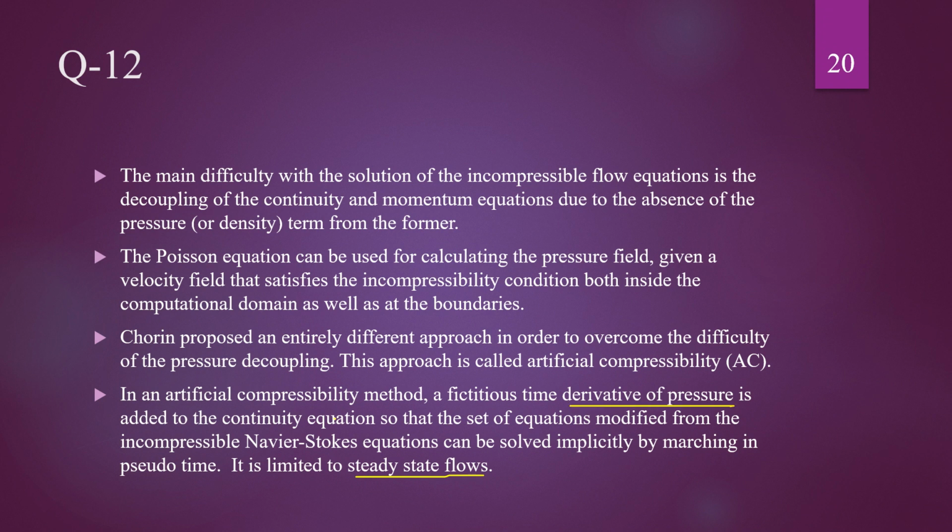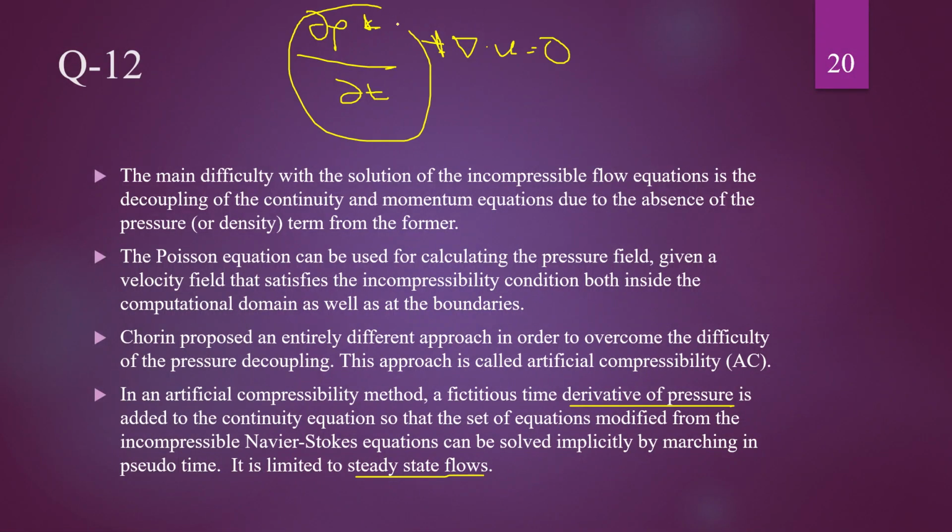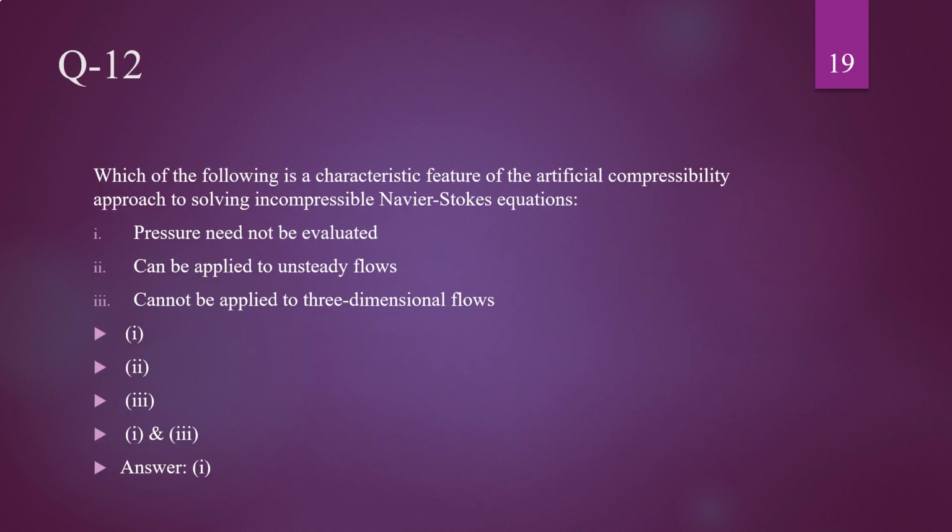So, given that the derivative of pressure is added to the continuity equation, the set of equations modified from the incompressible Navier-Stokes equation can be solved implicitly by marching in pseudo time. Sorry, this is plus del dot (rho u) equal to 0. This is the additional term introduced in the continuity equation, and it can be used only for steady flows. So by the previous question, the answer is pressure need not be evaluated. It can be obtained in a similar fashion from the compressible solving method.